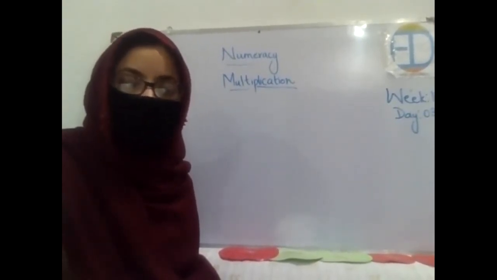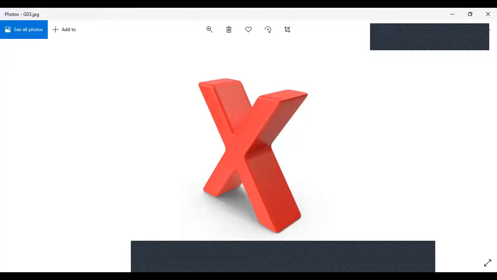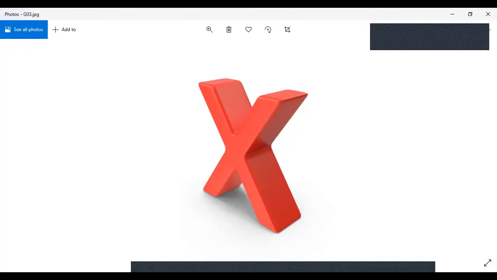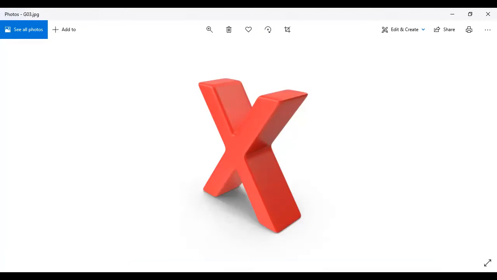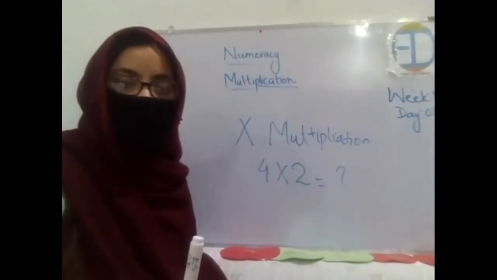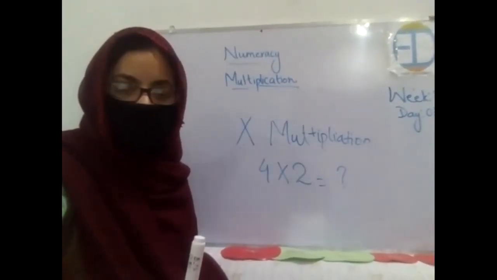Let's start with this. I'm going to show you a symbol. How many of you can identify this symbol? It's a cross sign, right? And we use it for multiplication. Very well done. So this sign is basically used between the two numbers that we want to multiply, right? Let's say I want to multiply 4 with 2, so I'll be writing this sign between the two numbers, with both the numbers on either side, and here we will get the answer of it, right? Okay, excellent.